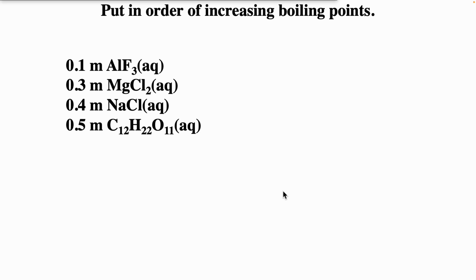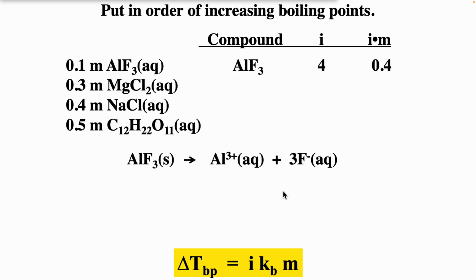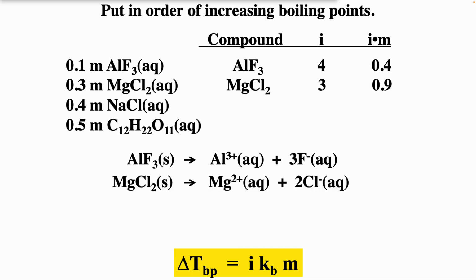So you could be asked to put these in order of increasing boiling points. And so again, the more particles, the higher the entropy, the lower the Gibbs free energy, so the higher the boiling point. And so you need to find out the van 't Hoff factor and multiply that by the concentration in molality. And so aluminum fluoride will have a van 't Hoff factor of 4. And so that means the van 't Hoff factor times molality gives you 0.4. Magnesium chloride would have a van 't Hoff factor of 3 because you get 3 particles per formula unit. That gives you 0.9.